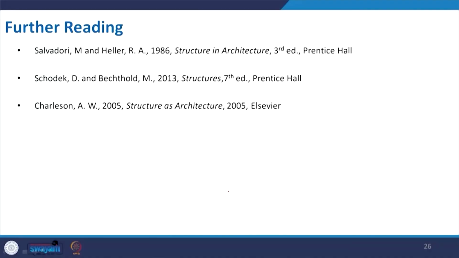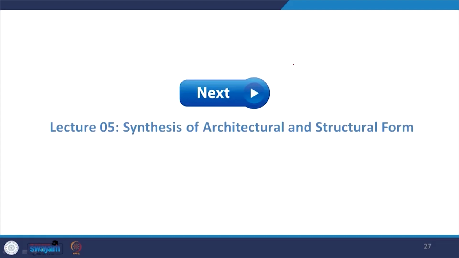So, with this I conclude this particular lecture, and these are the books I already mentioned in the earlier lecture. You can go through them to get more information about all this we discussed. In the next lecture we will discuss the synthesis of architecture and structural form, which will be another interesting topic to know about. And thank you for the day.